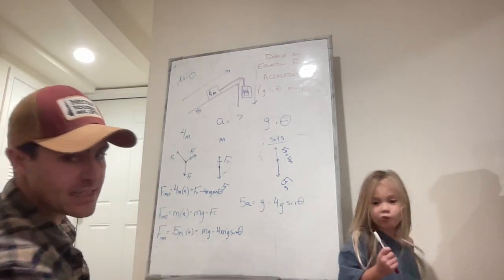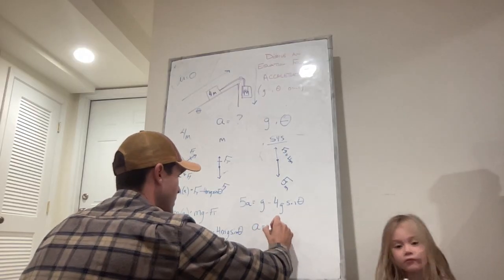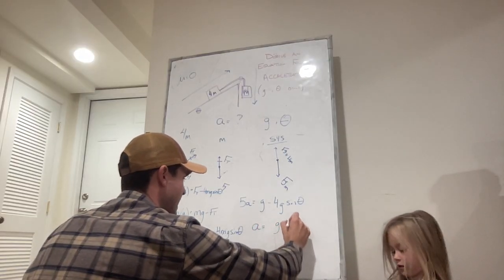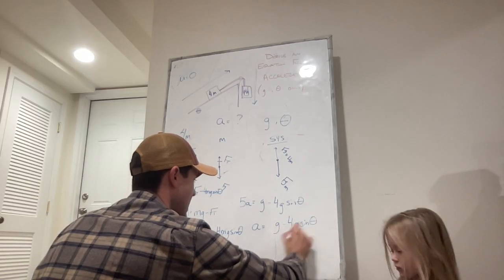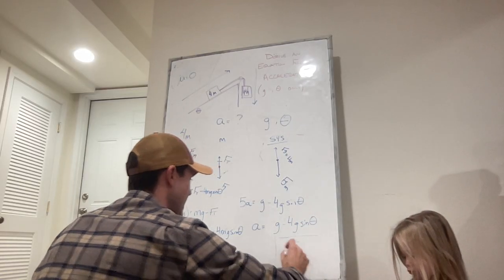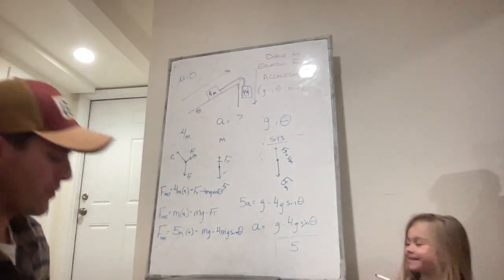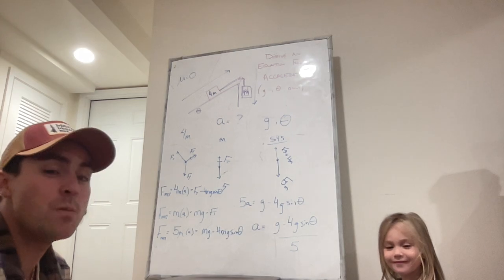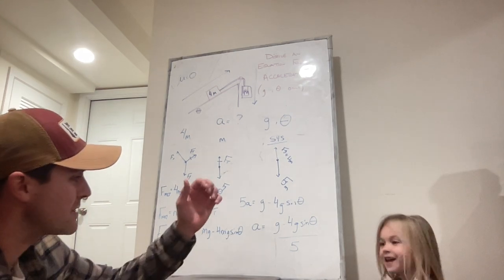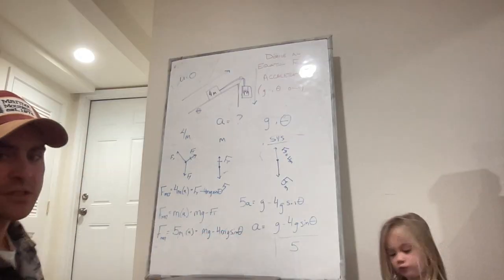Now, A is not by itself yet. I need to say A is equal to G minus 4G sine theta, over 5. Is that an equation for acceleration in terms of G and theta? You betcha it is, right, Grace? Give me a thumbs up. Thumbs up. It matches my rules. It's an equation for acceleration.